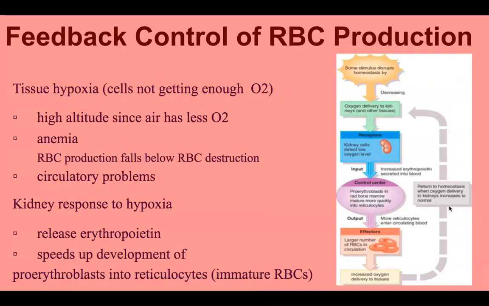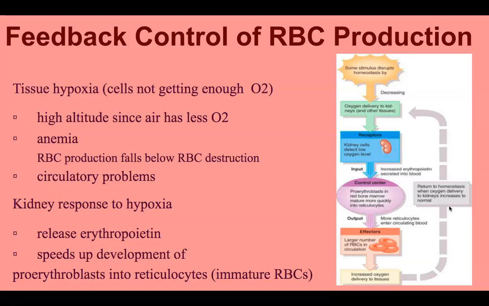Now, what is the thing which is controlling red blood cell production? That is tissue hypoxia. That means the cells are not getting enough oxygen, for example at high altitude where the air has less oxygen, or in a patient who has anemia, where RBC production falls below RBC destruction.